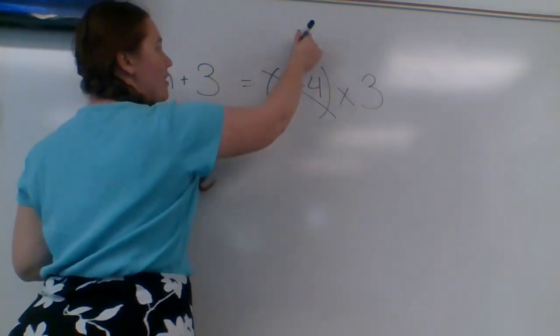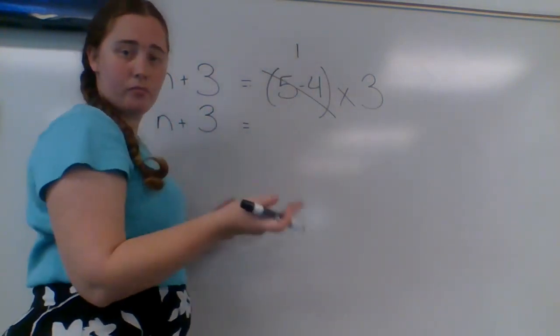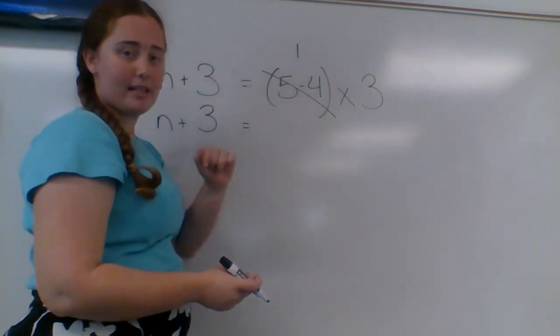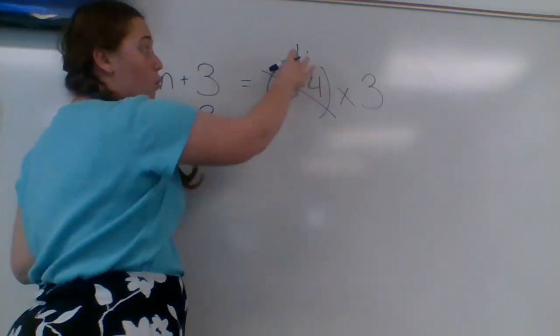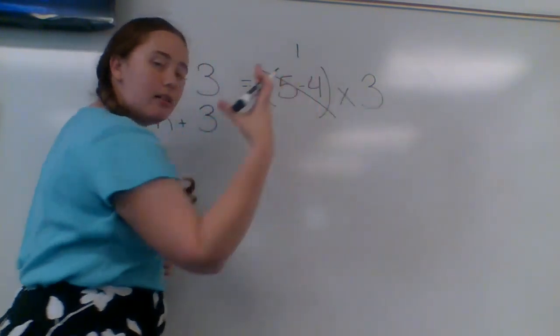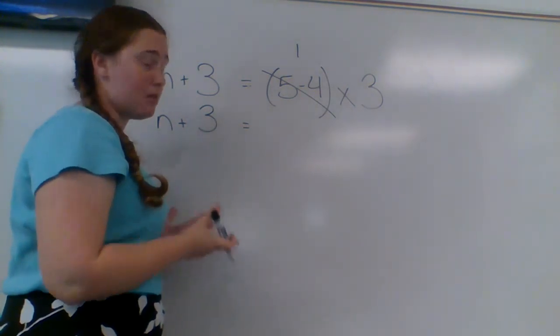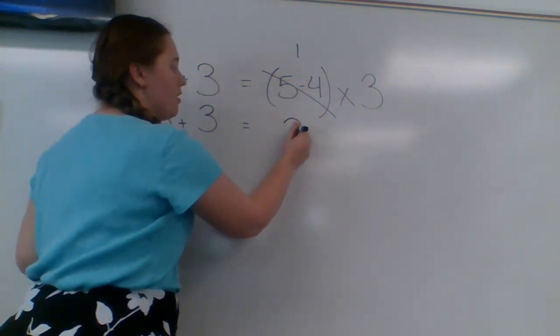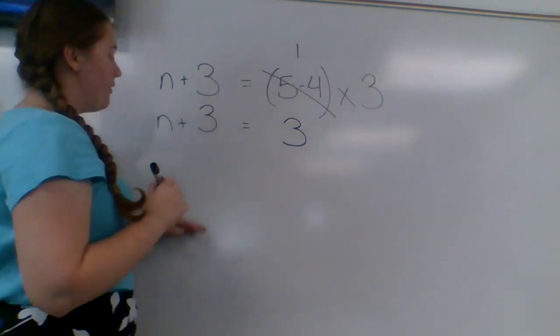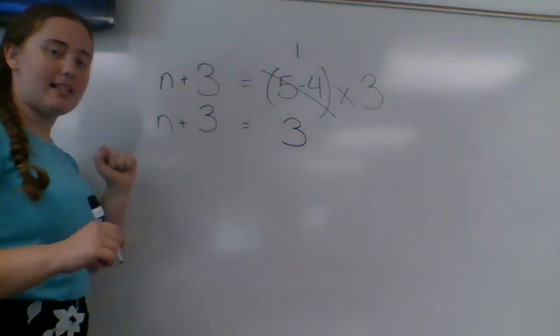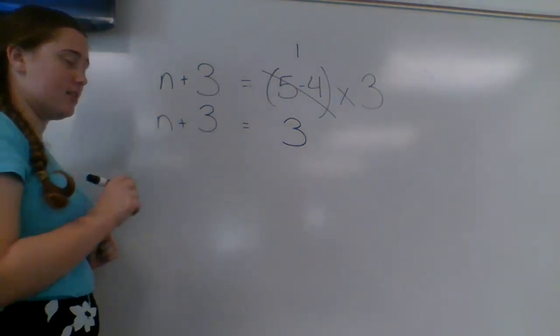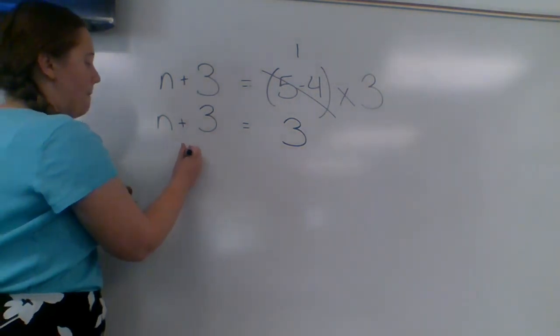So above 5 minus 4, I'm just going to write 1, just so I know what 5 minus 4 is. And now I'm doing 1 times 3. Well, again, I can do that in my head. Anything times 1 is the same number, so 1 times 3 is going to be 3. Then I'm going to come over here, and I have a plus sign right here. I'm going to do the opposite of that. So the opposite of plussing is minusing.